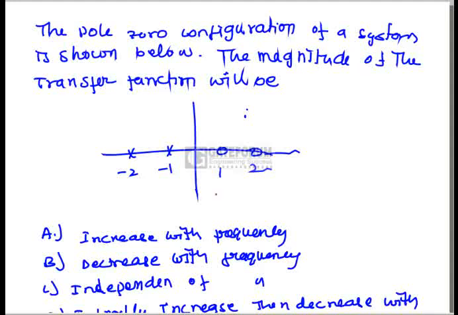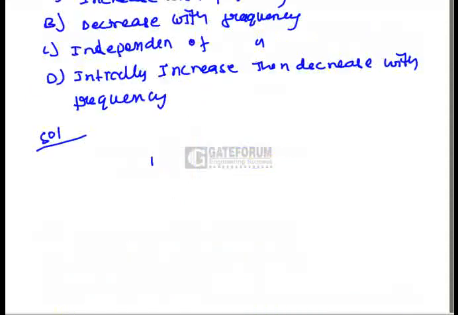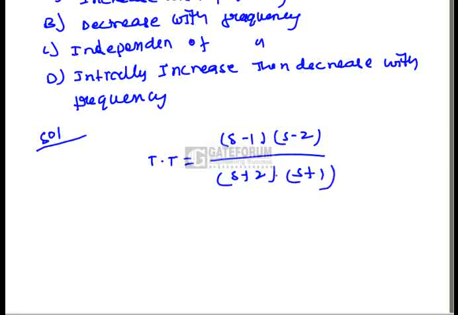So here if you observe the system, there will be a symmetric pole zero configuration. If one pole is here and the symmetric zero is here, and one more pole is here and the symmetric zero is here. Now if you convert this into an open loop transfer function model, then we will get the transfer function equal to (s minus 1)(s minus 2) by (s plus 2)(s plus 1). Now this is the transfer function.